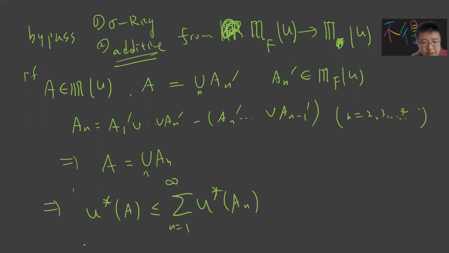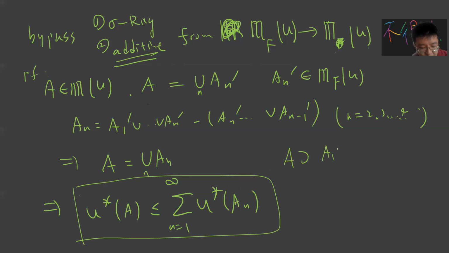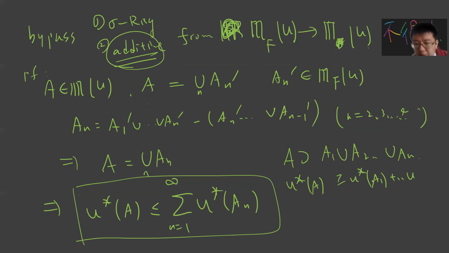On the other hand, since A looks like this, A is greater than A1 union A2 up to AN. And we have additivity, so this tells you that mu star A is greater or equal to mu star of A1 union A2 up to AN. This is the definition of the outer measure, and then you use the additivity, which is greater than or equal to the summation of mu star AI, I from 1 to n. So you can take n to be infinity, and mu star A is greater or equal to the summation to infinity, which proves that mu star A equals the summation of mu star AN.